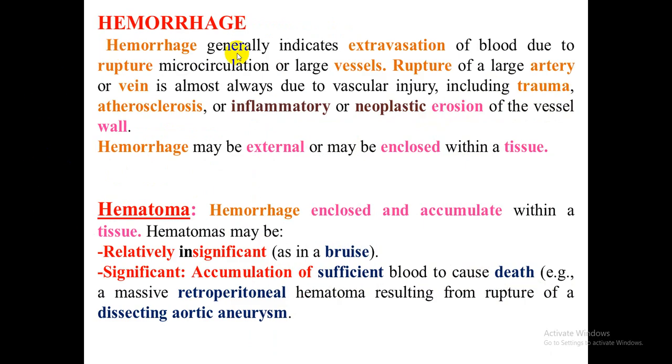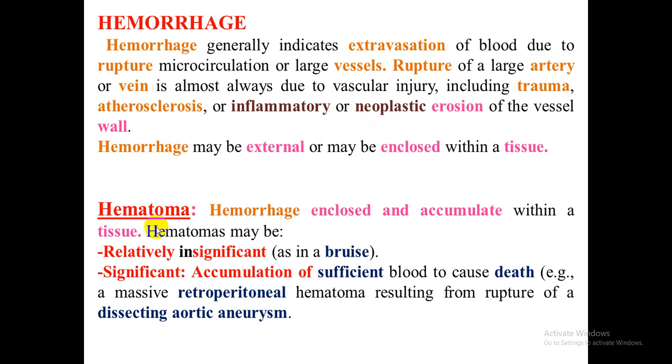Hemorrhage means extravasation of blood from the vessels into extracellular tissue due to rupture of microcirculation or large vessels, rupture of large arteries or veins, mostly due to vascular injury including trauma, atherosclerosis, and inflammatory or neoplastic erosion. Hemorrhage may be external or internal, meaning enclosed within the tissue.